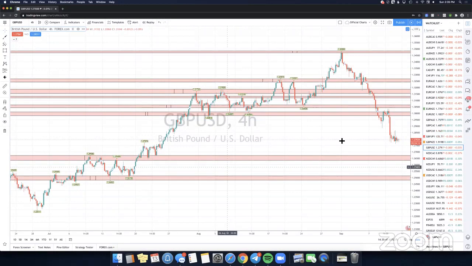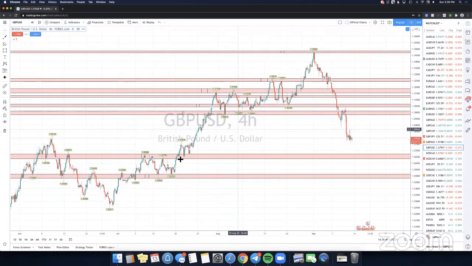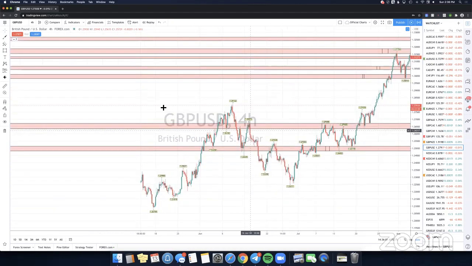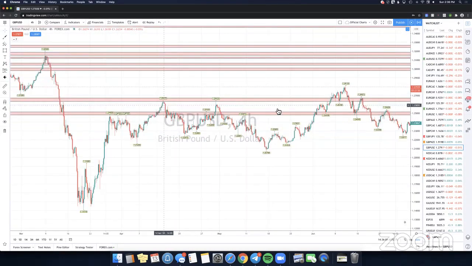You can see that it's coming back down right here to test this zone that it created back in July. So this is a strong zone. You can see right here, it tested the zone in July, all the way up until June. How far back does it go? It goes all the way back to April. So you can see that these are very strong zones. You can literally just go back and see where it tested.